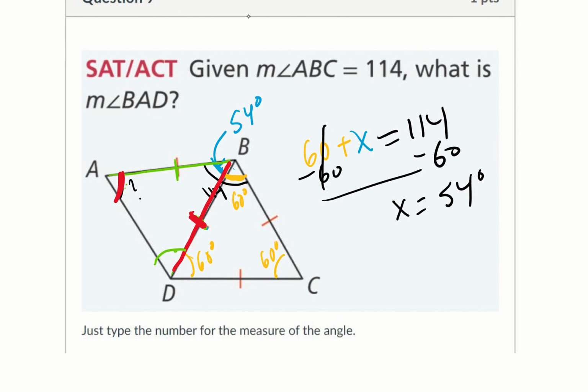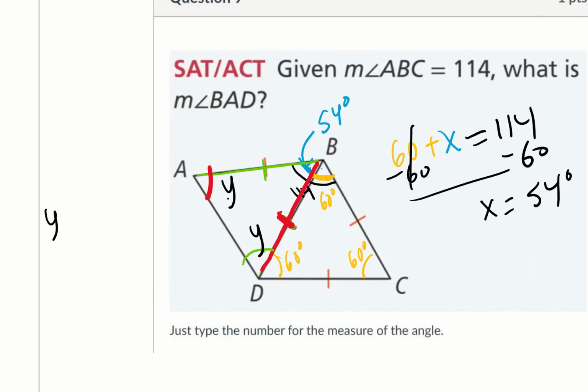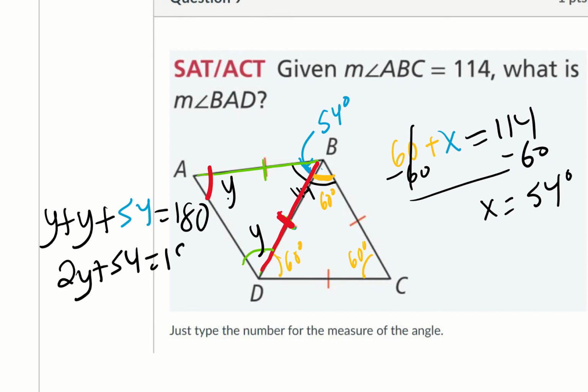And so let's just call these angles x, because we don't know what they are. Or we used x already, so let's call them y. Let's call it a different variable. So y and y. Okay, so we got two variables. We know that they're the same because of the theorem. So they're both y, and then we got 54. Now we know that since this is a triangle, it has to add up to 180, right? So we got y plus y plus the 54 has to add up to 180. And then we have 2y plus 54 equals 180.